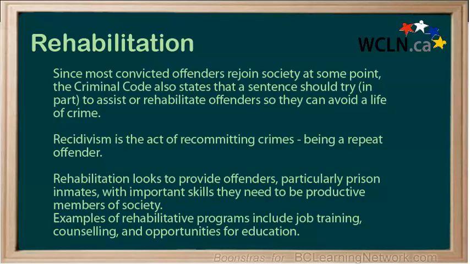Since most convicted offenders rejoin society at some point, the Criminal Code also states that a sentence should try in part to assist or rehabilitate offenders so they can avoid a life of crime. Recidivism is the act of recommitting crimes, being a repeat offender. Rehabilitation looks to provide offenders, particularly prison inmates, with important skills they need to be productive members of society. Examples of rehabilitative programs include job training, counseling, and opportunities for education.